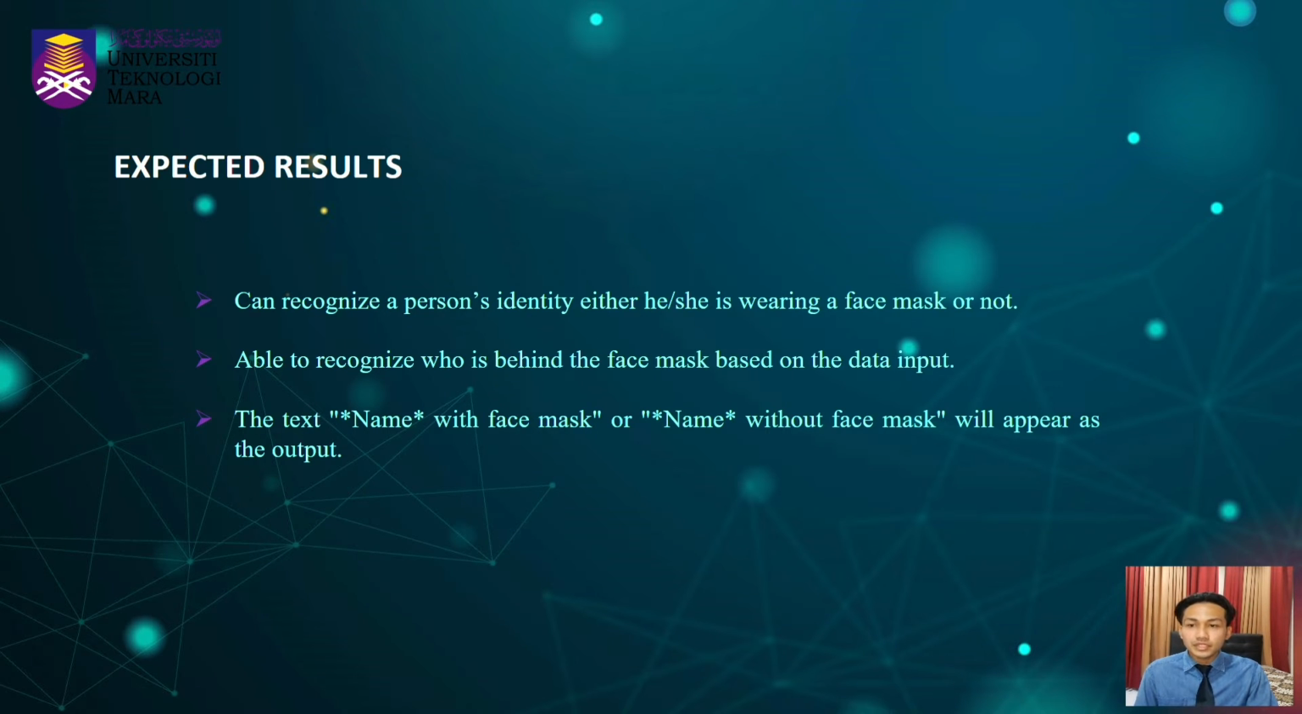Now we move on to the expected result. So this project result is expected to recognize a person's identity, whether he or she is wearing a face mask or not, and then be able to recognize who is behind the face mask based on the input data. So by the end of the result, the text name with face mask or name without face mask will appear as the output.